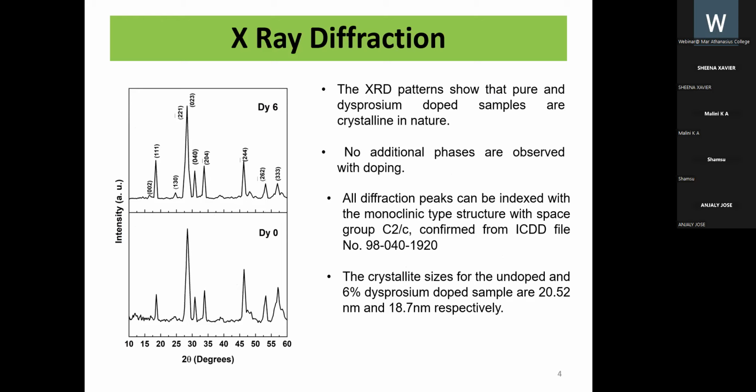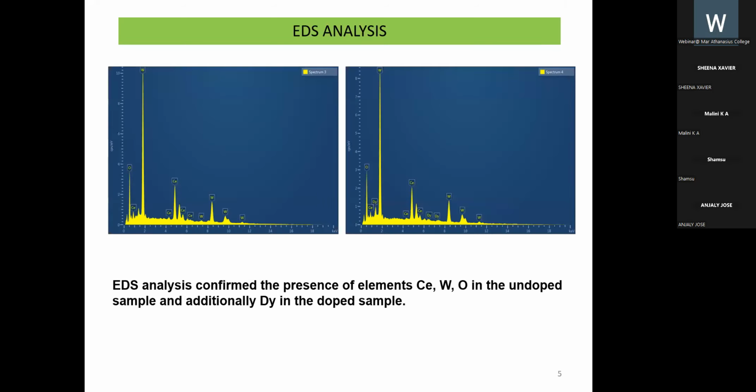From the XRD pattern, we can say that only the cerium tungstate phase is present for both the doped and undoped samples, and it is confirmed with the C2/c space group from the ICDD file number 98-040-1920. The crystallite size for the undoped sample is 20.52 nanometers, and for the doped sample it is slightly decreased to 18.7 nanometers. The EDS analysis confirmed the presence of the elements cerium, tungsten, and oxygen in the undoped sample, and additionally dysprosium in the doped sample.